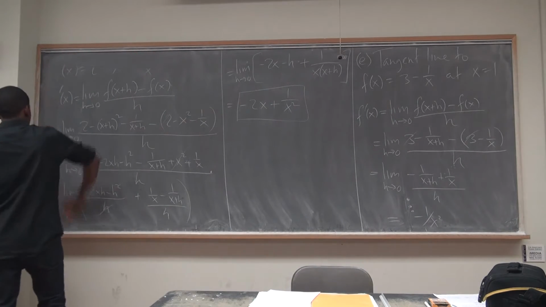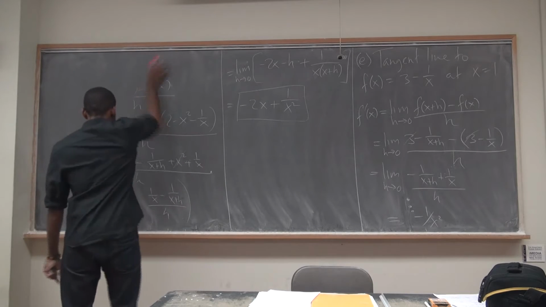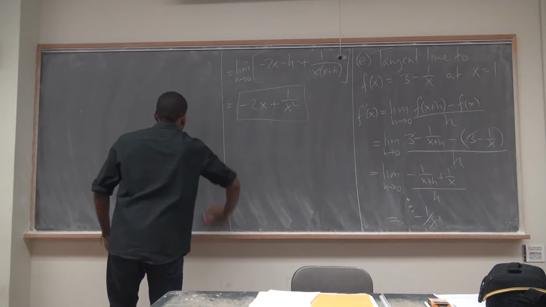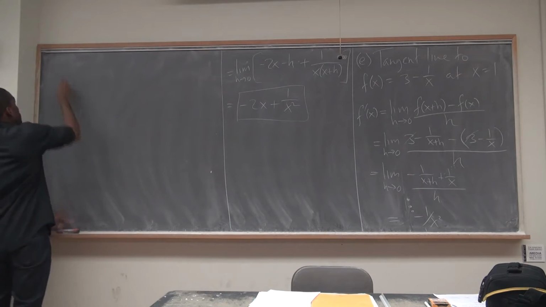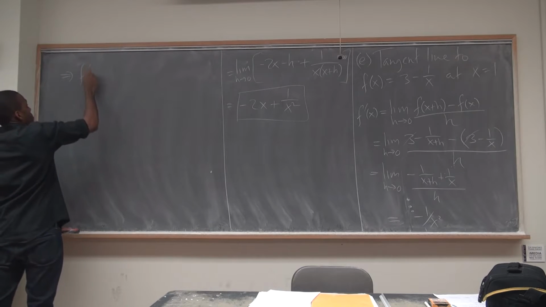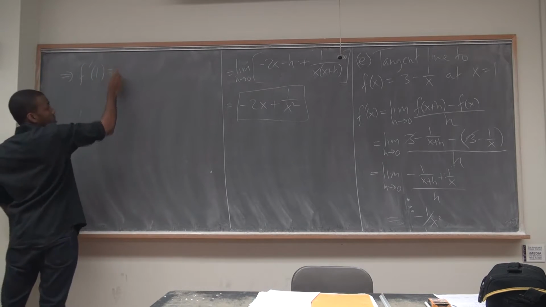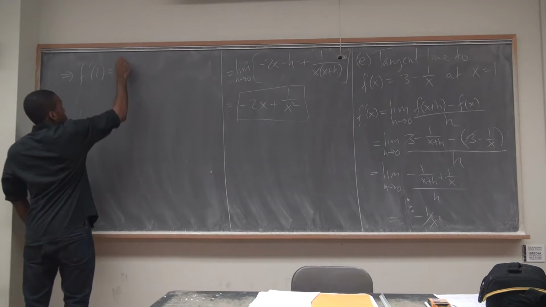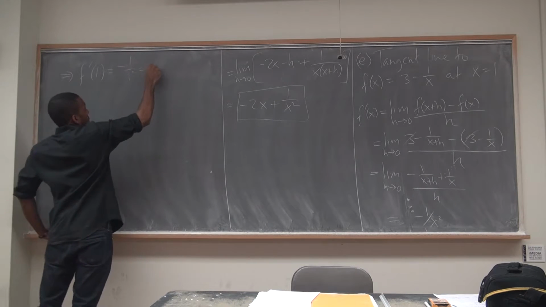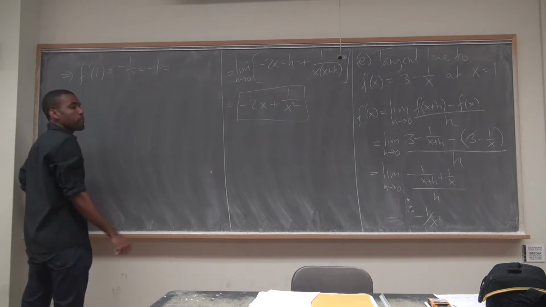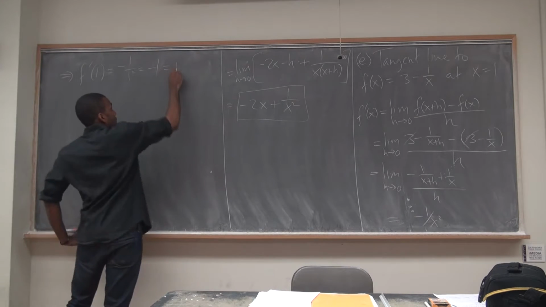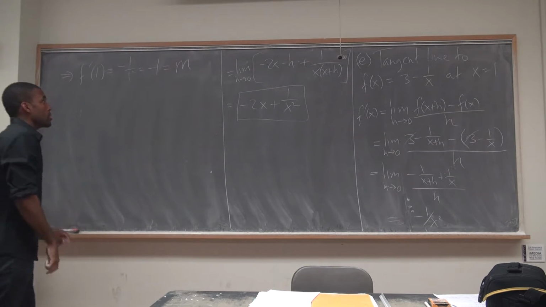Now what? Plug in 1, wherever x is. This means that f prime of 1 is negative 1 over 1 squared, which is minus 1. What's that minus 1? The slope of our tangent line. That's going to be the m, right? So now what?